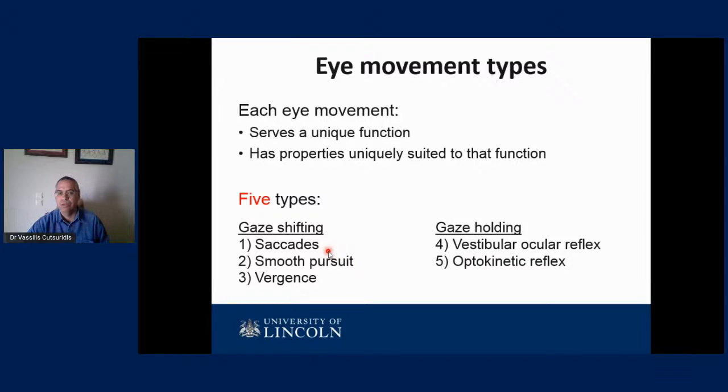So what does each of those eye movements have? They serve a particular unique function. They can bring, for instance, the eye towards a particular aspect of the visual scene, and that allows perception to take place. And in order to support this function, they have specific and unique properties and particular circuits in the brain that support this type of eye movement.